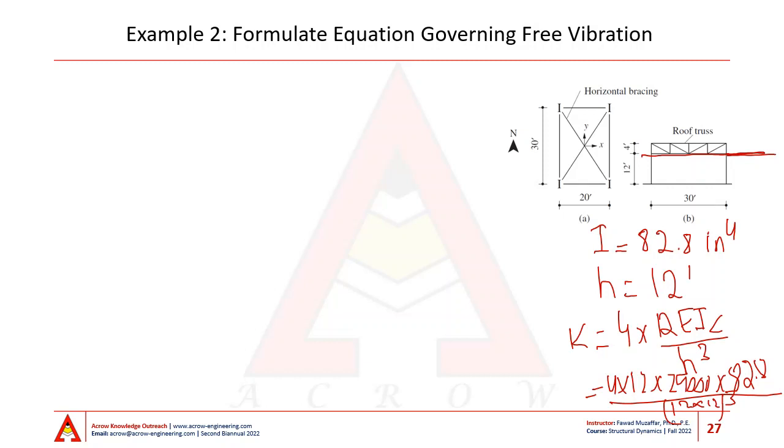Now this K then comes out to be equal to 38.58 kip per inch. This means that 38.58 kips have to be applied at the bottom of the truss level for the frame to deform in the north or the south direction by 1 inch.